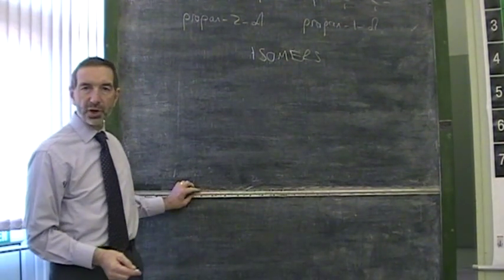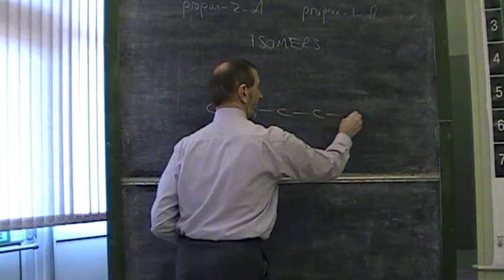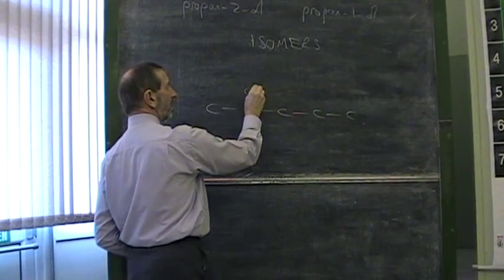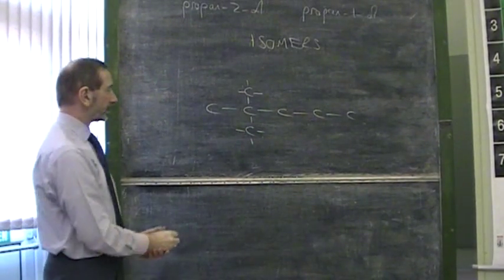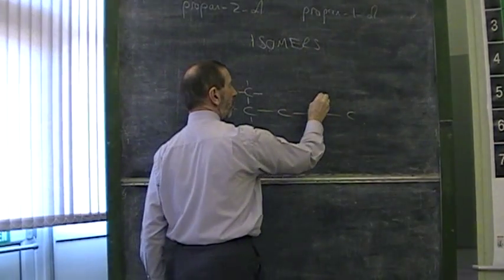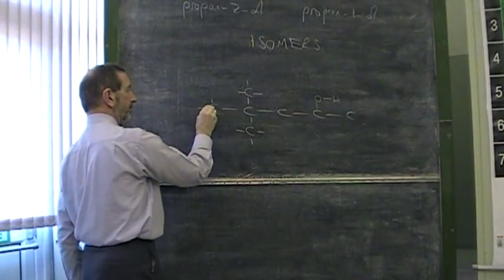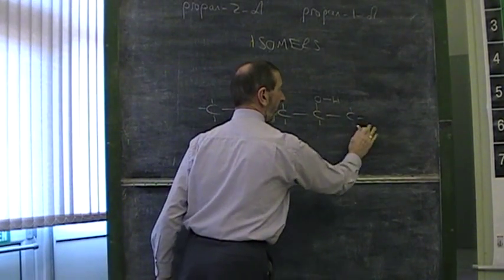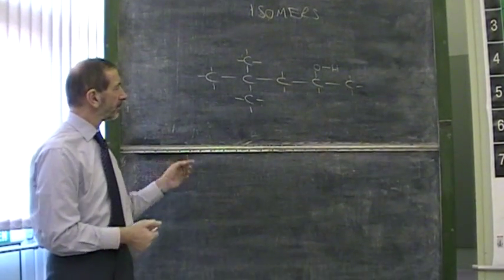Let's look at a slightly more challenging example. How about we take something like this? Here is a carbon chain with 2 branches. Let's put the OH group, the hydroxyl group, on this carbon here. How do we name this molecule? We have to give it a name which is unique to this particular structure.